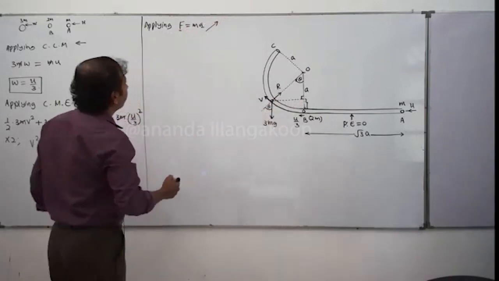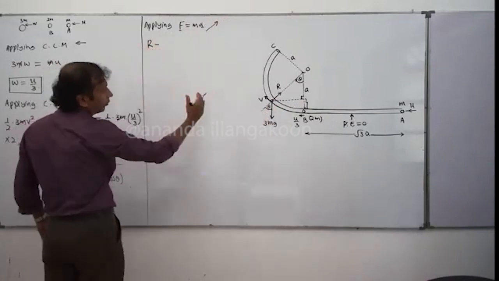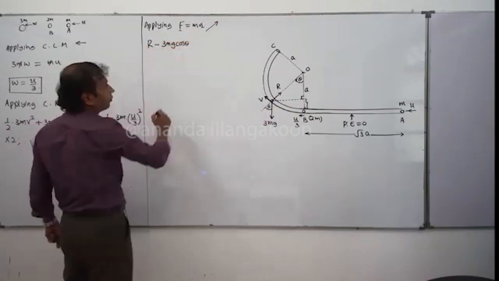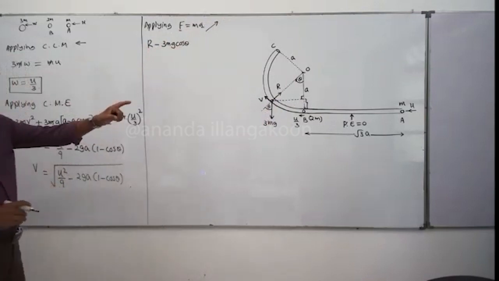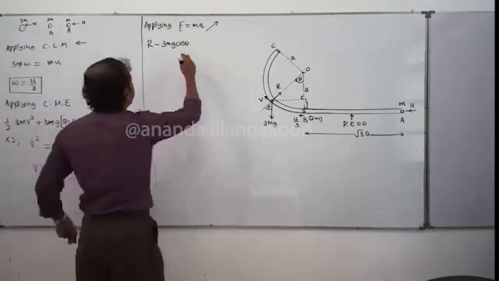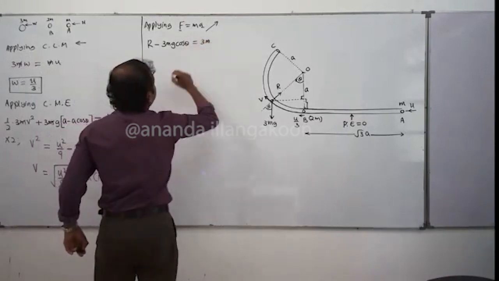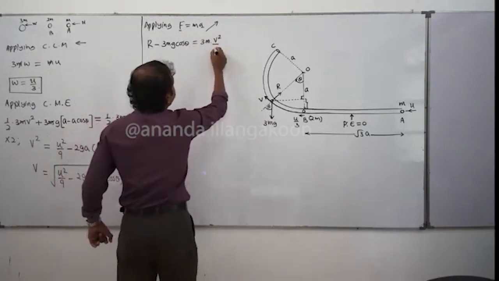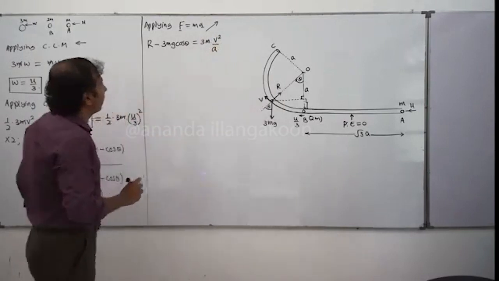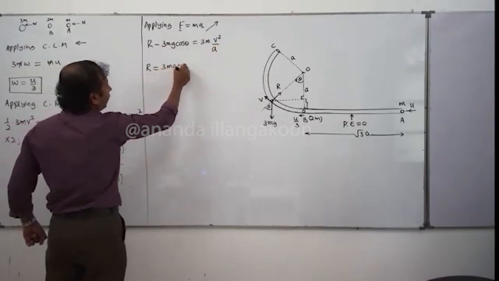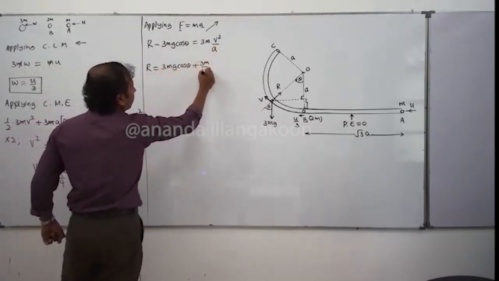Then applying F equals ma there: R minus 3mg cos theta. R is inward, 3mg cos theta is outwards. R minus 3mg cos theta equals 3m times the centripetal acceleration, v squared divided by radius a. Then R can be found. Take this 3mg cos theta to the right hand side, plus 3m upon a.